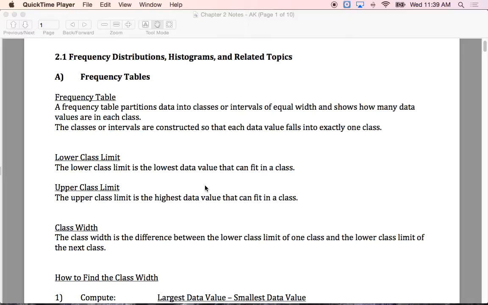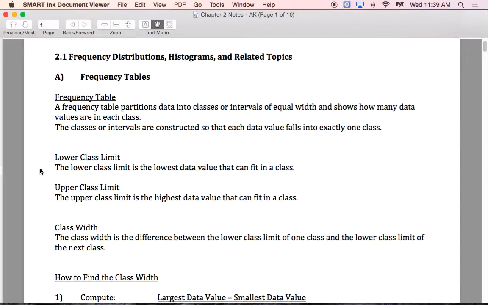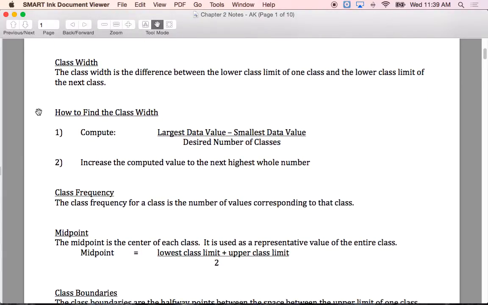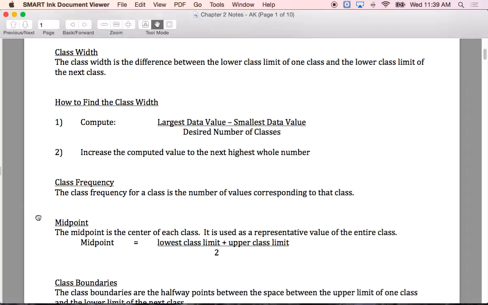Your class width is the difference between the lower class limit of one class and the lower class limit of the next class. If you want to find your class width, you take the biggest number in your data set minus the smallest number in your data set. Then you're going to divide it by however many classes there are. Your class frequency is the number of values corresponding to that class or that group.